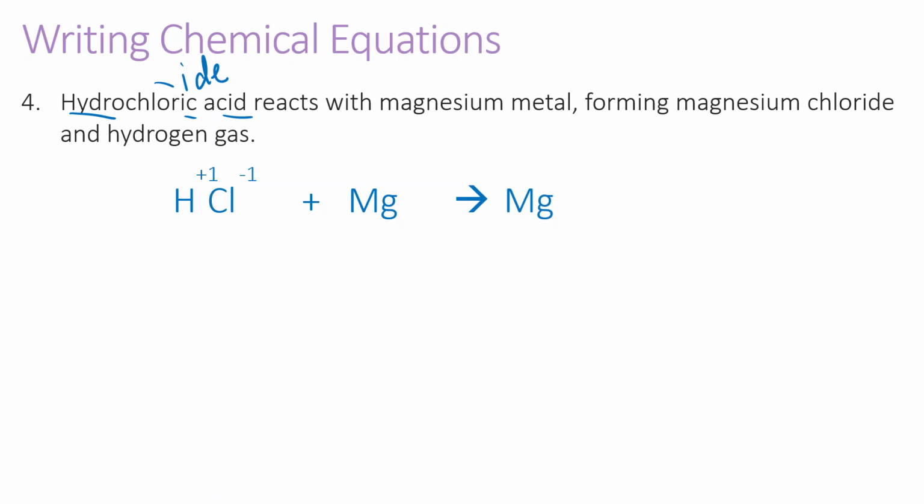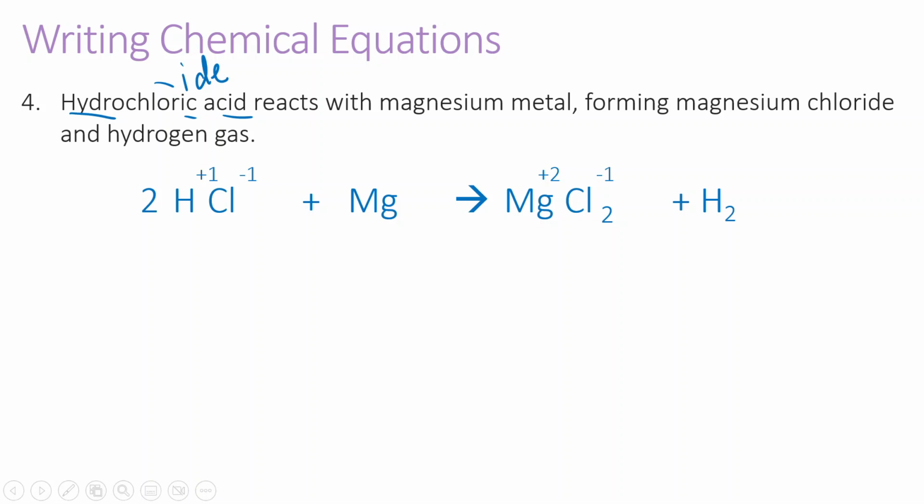Magnesium chloride is a metal and a nonmetal. It's ionic, so I'm going to have to worry about charges here. Magnesium is +2 and chlorine is -1, so I need 2 of those chlorides, and then we're going to have hydrogen gas. Now we can go ahead and balance. We've got 2 hydrogen and 2 chlorine on the product side, so I need to put a 2 in front of HCl here.